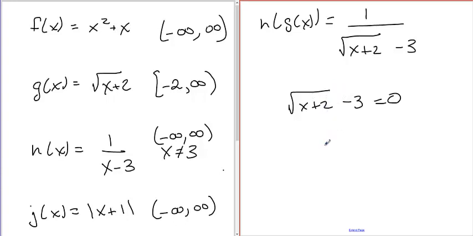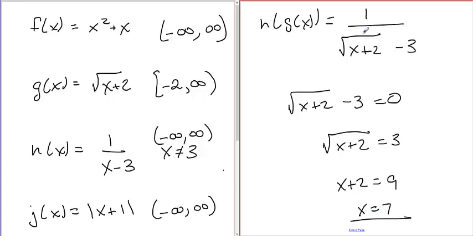So if you add 3 to both sides, you get that. And then we'd square it. So we would get x plus 2 is equal to 9. Subtract 2 from both sides, you get x equals 7. So if you plug a 7 in here, you'd have 7 plus 2, which is 9. Square root of 9 is 3. 3 minus 3 is 0. So that's pretty much it. In the case of this composite function, it would be all real numbers except x equals 7.